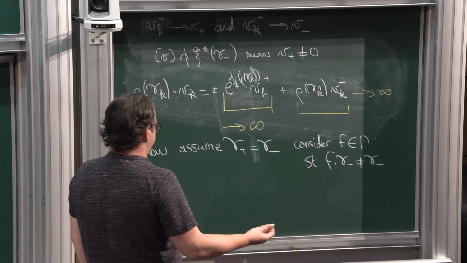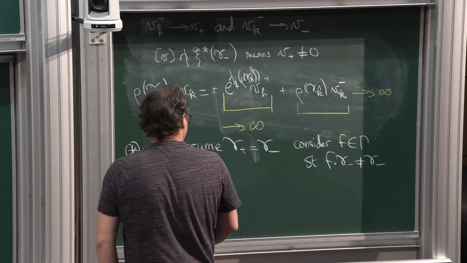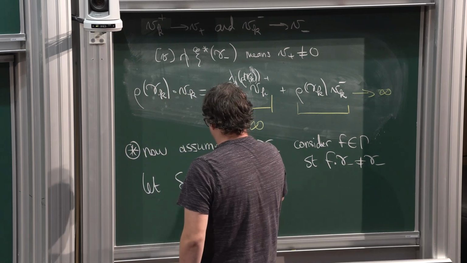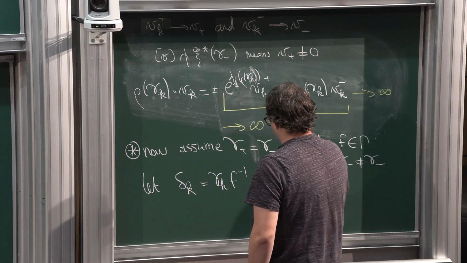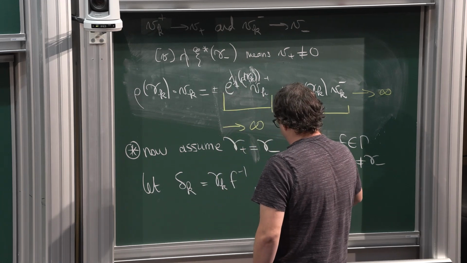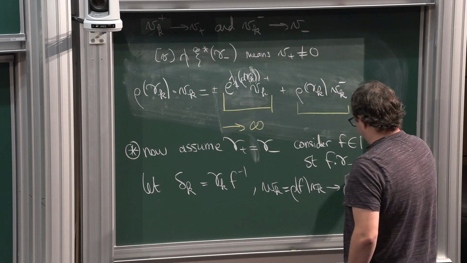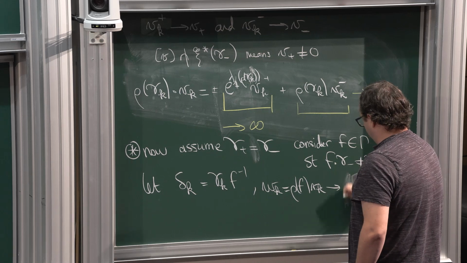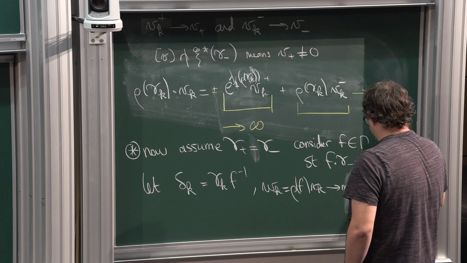And now we're just going to modify our sequence. We'll write delta k, which will be gamma k times f inverse. Wk will be rho of f acting on Vk, and this will converge to something we'll call W, which is rho of f times V.